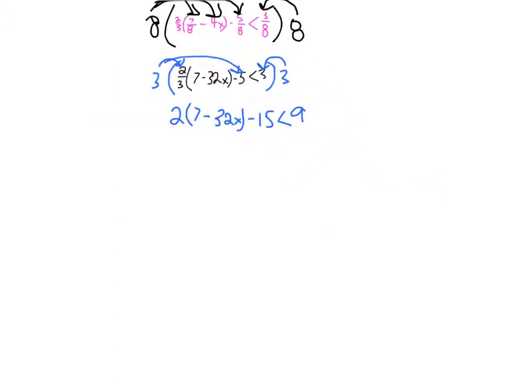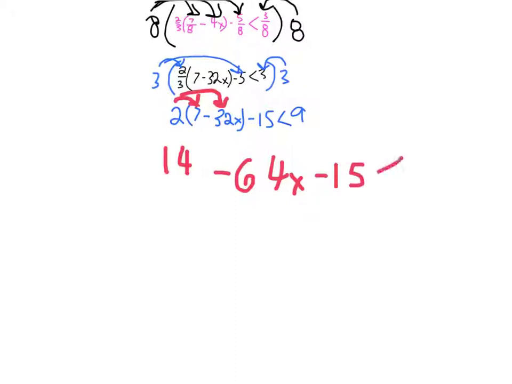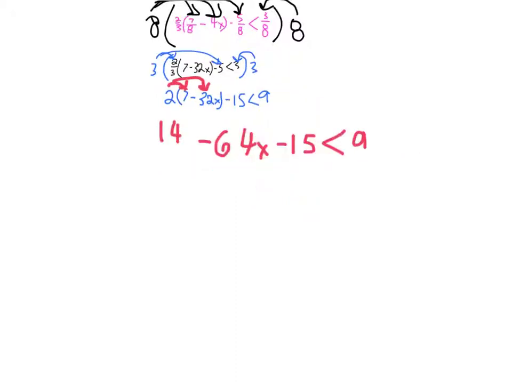Our next step would be to distribute the 2. It goes to the 7 and 32. This leaves us with 14 minus 64x minus 15 is less than 9. Our next step would be to get rid of the 14 using the addition/subtraction principle. We're now left with negative 64x minus 15 is less than negative 5.